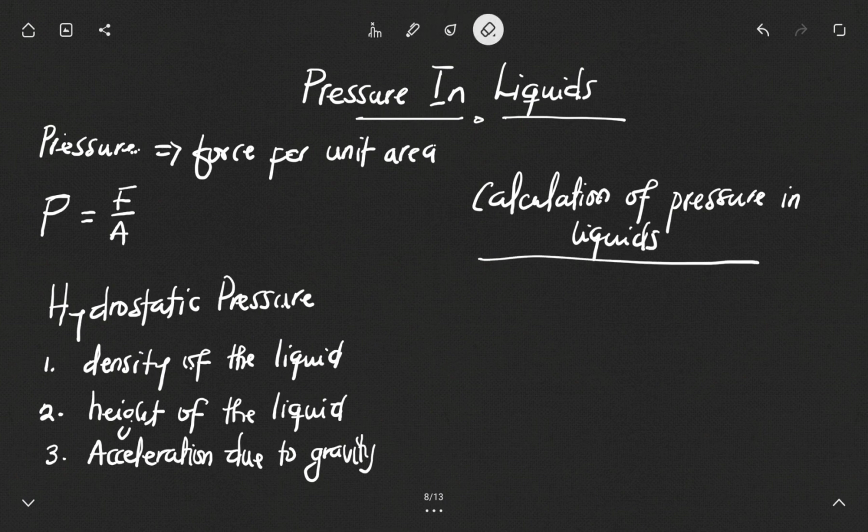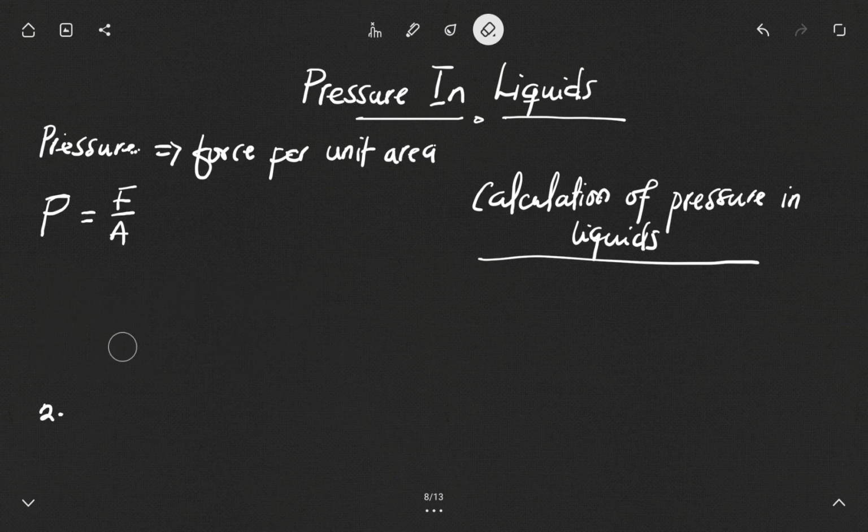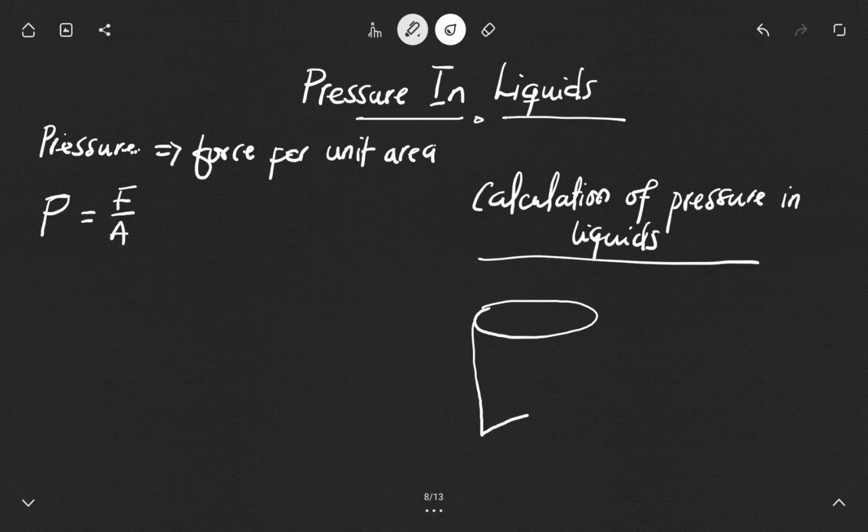Okay, so let me quickly get rid of these. All right, so let's say we have a container that looks like this, a very beautiful container, obviously not drawn to scale. From here to here is the height of the water in the container. We have here the area of the container, and then we have the density, rho.